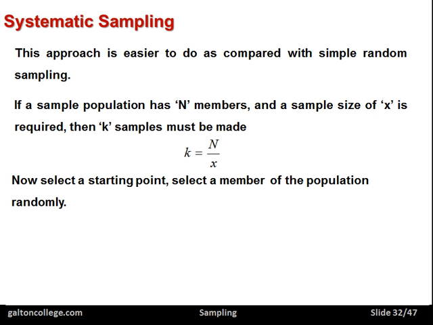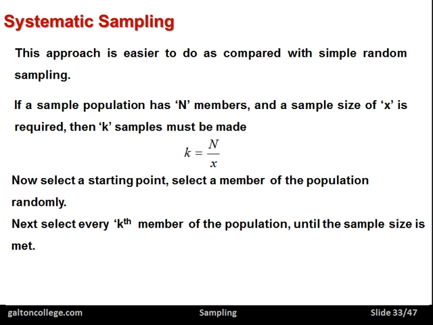Now select a starting point: select a member of the population randomly. Next, select every 10th item, let's say. Select whatever this little formula gives us. Let's say the population is 100 and the sample size has to be 10. So we would have k samples, 10 in the sample. We would select the first one randomly in the population, and then we take every 10th person after that. And this is systematic sampling. We have to find one person randomly, and then we take every 10th along.